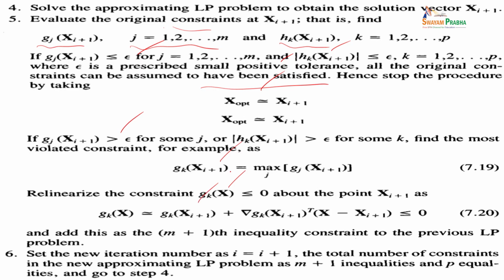So, g_k(x) is approximately g_k(x_{i+1}) plus the gradient of g_k at x_{i+1} transpose times (x minus x_{i+1}), which is less than or equal to zero. Now, add this as the (m+1)th inequality constraint to the previous LP problem. Therefore, the new iteration number is i equal to i plus 1. The total number of constraints in the new approximating linear programming problem is m plus 1 inequalities and p equalities. Then go to step 4, solving the LP problem to obtain the solution vector, and proceeding in this way we can get the optimum solution to the problem.